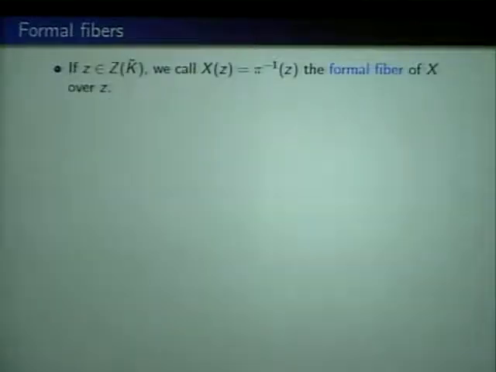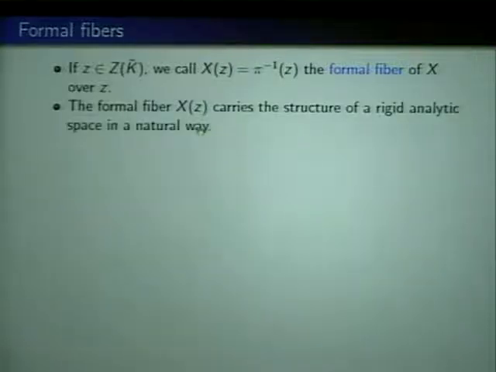So formal fibers, this is some terminology from rigid geometry. If I have a closed point z of the special fiber, I'm going to write X(z), or pi inverse of z, for the formal fiber of X over z. So this is just all things that reduce under this reduction map to z. And, by the way, I was supposed to say that this reduction map depends on my choice of a model. In order to have such a reduction map, I need to fix a model. So all of these things here depend on this choice.